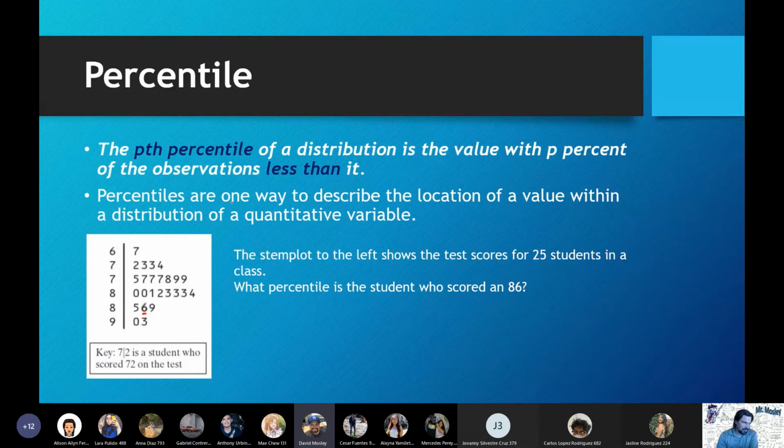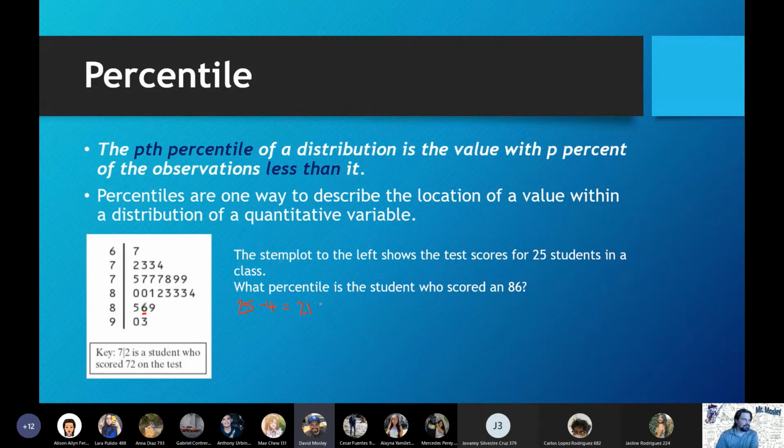I could count up all the ones less than, but I can see in this distribution that there are much fewer scores equal to or greater than 86. So I'm going to count those and subtract that from 25 to find out how many are less than. That's the working more efficiently part. We have 1, 2, 3, 4 scores of 86 or greater. So we have 25 minus 4, which gets me 21. So I have 21 scores less than 86.